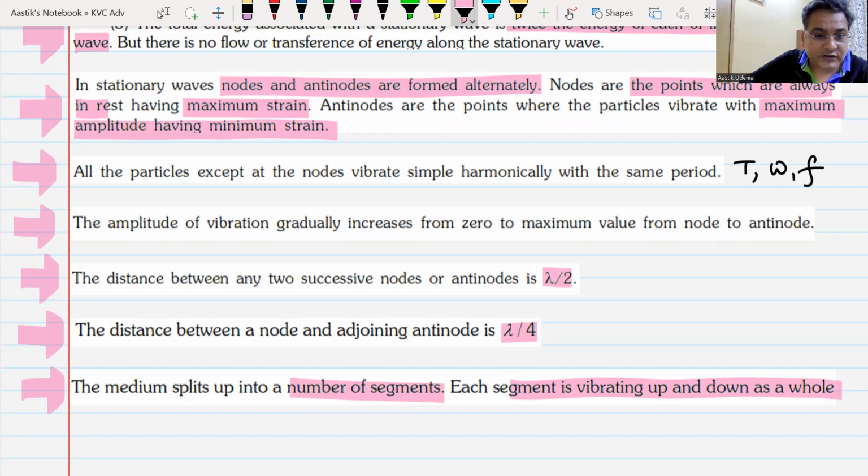Do we understand this, or has this gone above our head, saying bye bye, sir, bye bye, we are going? Are we able to understand this? Yes or no? I'm not seeing any response. I'm getting worried.